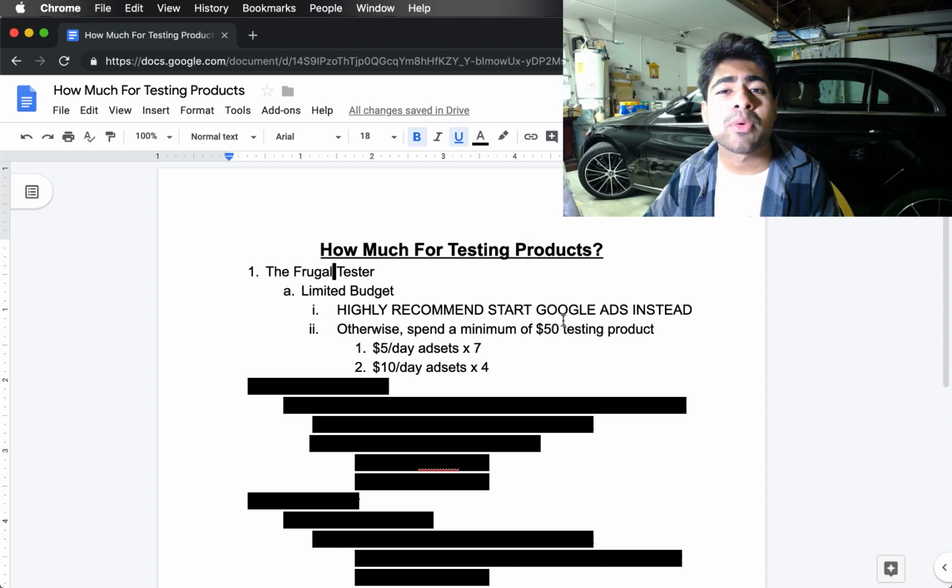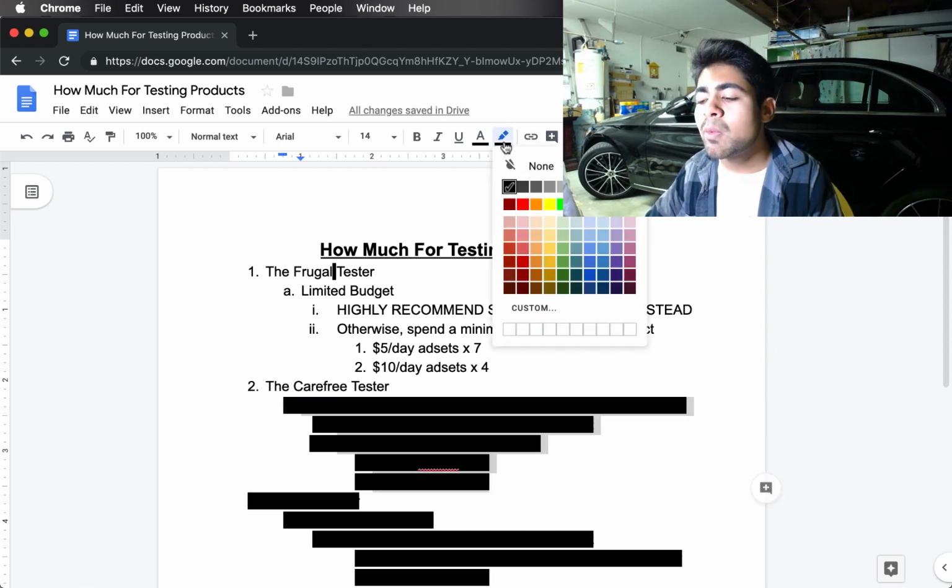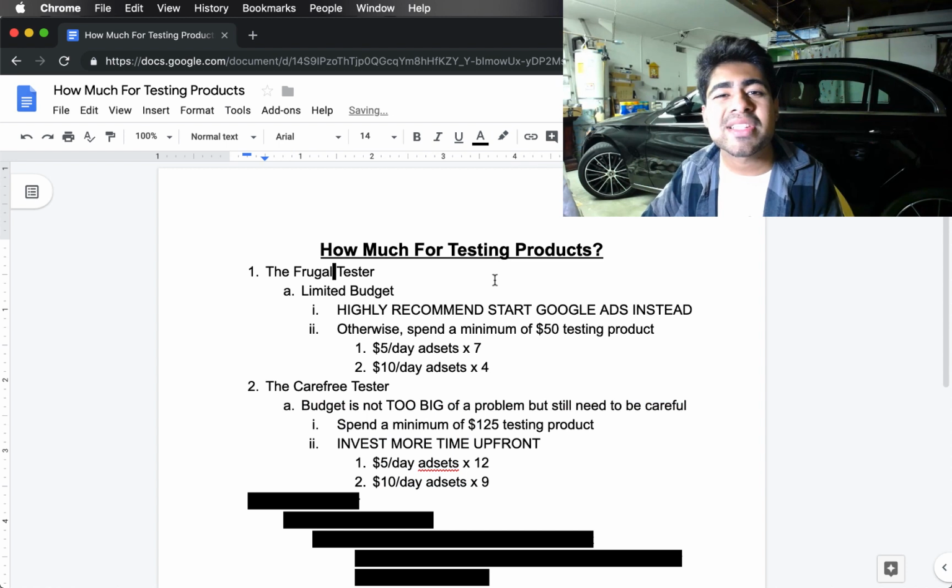But what if you're not a frugal tester? What if you don't have a budget problem as much as the frugal testers? Exactly, what do you do then? Well, you're in luck today because I have another category, and this second category is known as the carefree tester. So when you say the word carefree, what comes to mind? Someone who doesn't have a care in the world, you know, they're not too worried about anything. And that can be applied as a testing strategy as well.